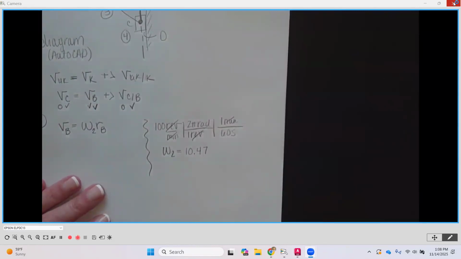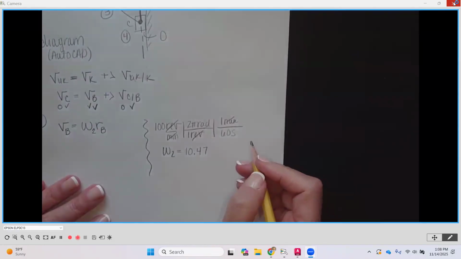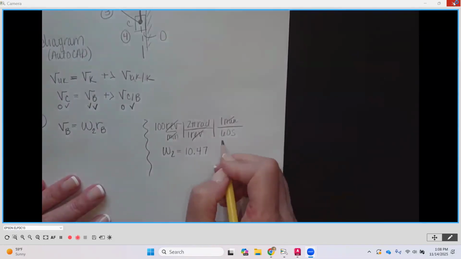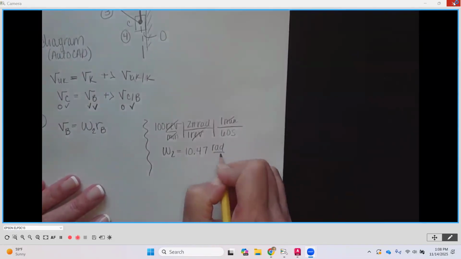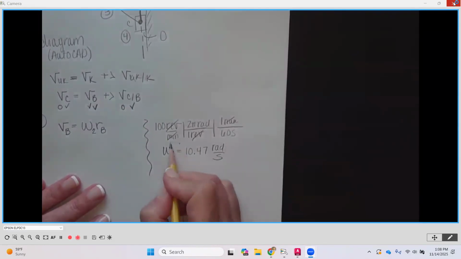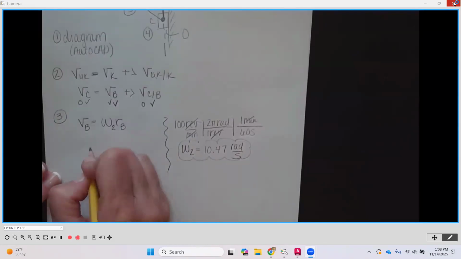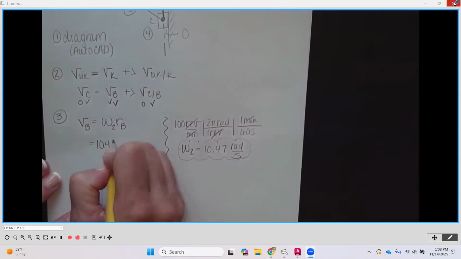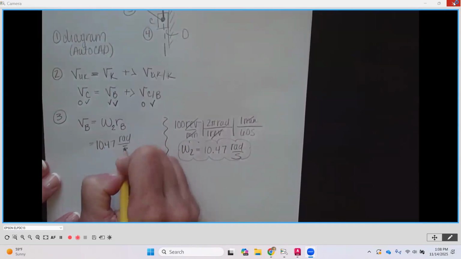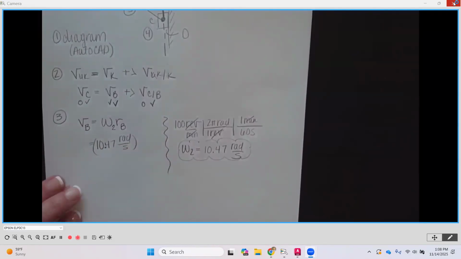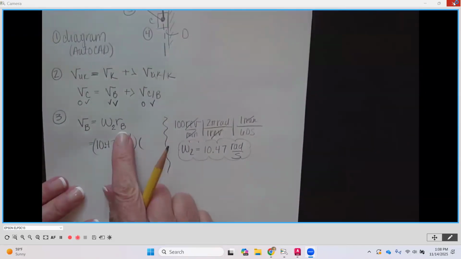Yep, 10.47. I got that same thing, Steve and Logan and David. Awesome. You guys are quick. Okay, and that's going to be radians per second. So this value right here is what we're going to use over here. So this is going to be equal to 10.47 radians per second. Make sure you put your units in, times that radius.